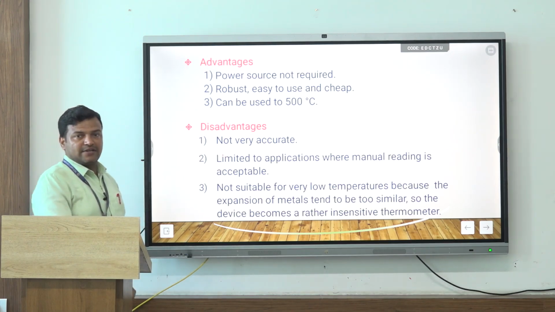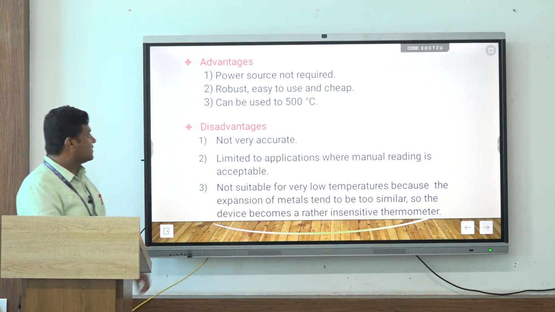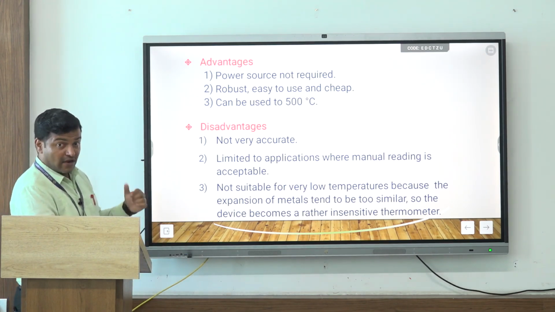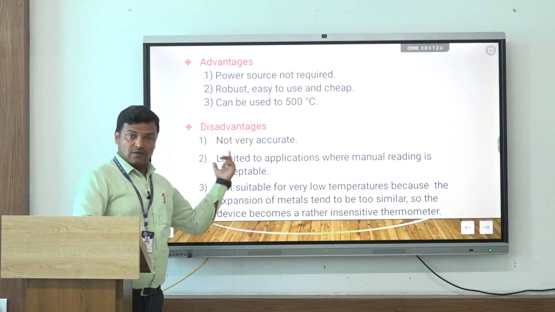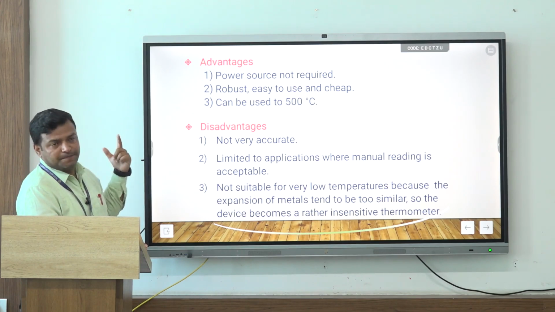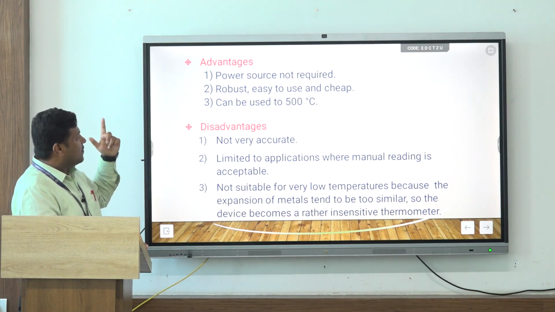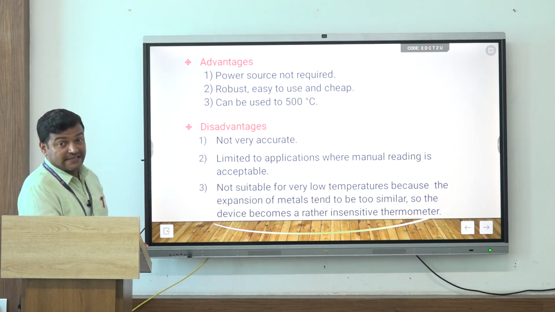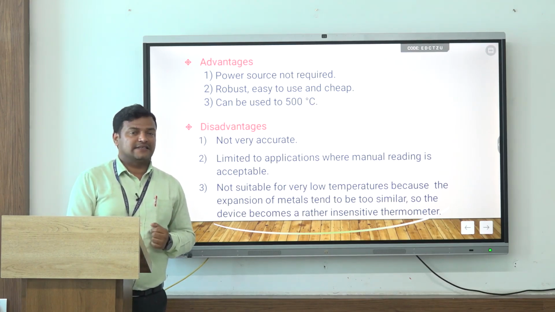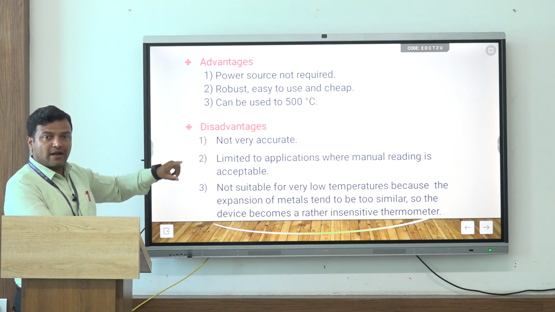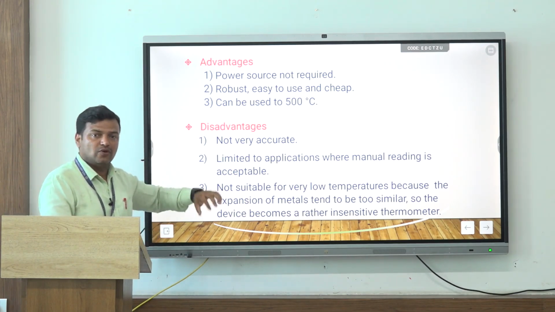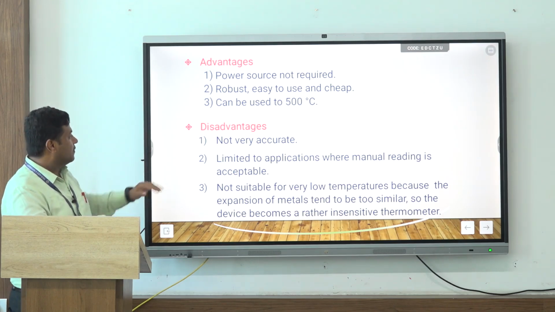Advantages and disadvantages. What does it indicate? Let's see. Power source not required, which is similar to the previous thermometer. Robust, easy to use and cheap. Next one, can be used up to 500 degrees Celsius. The earlier thermometer had a range up to 300 degrees Celsius. You can use this beyond that. Suppose you want to read a temperature of about 400 degrees Celsius, you can use the bimetallic thermometer.